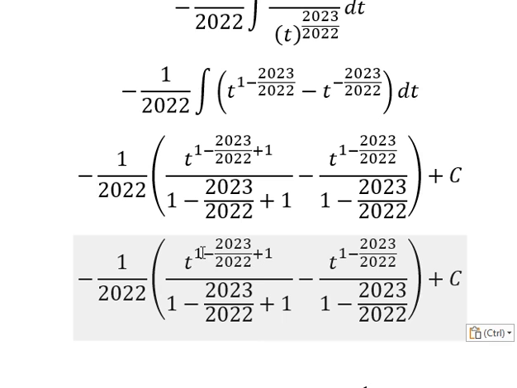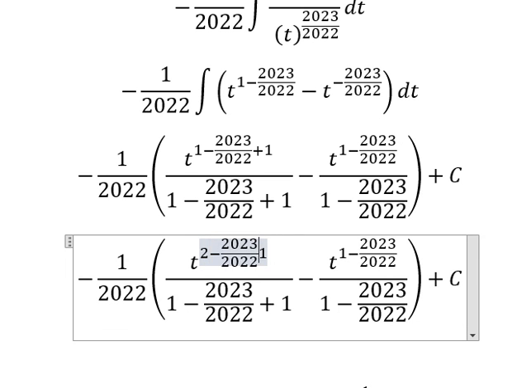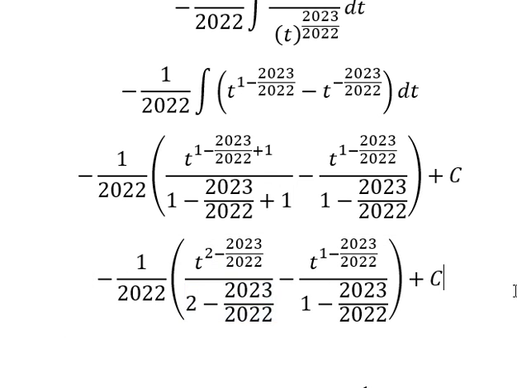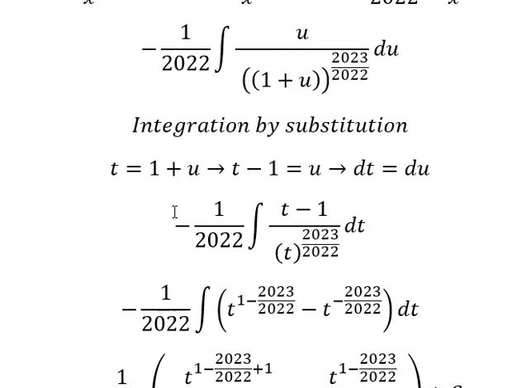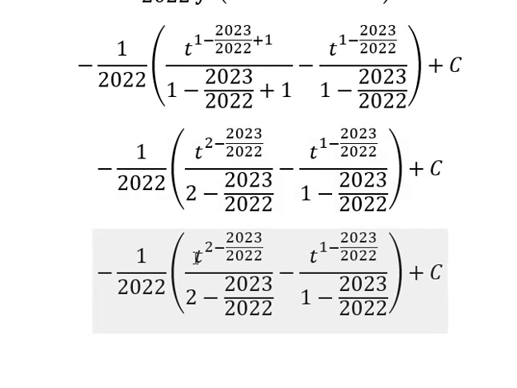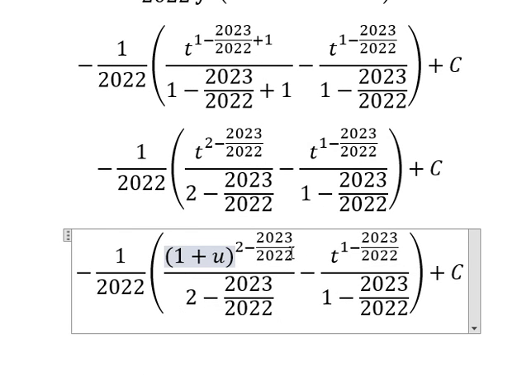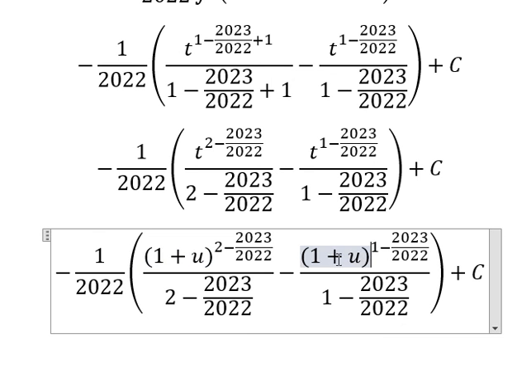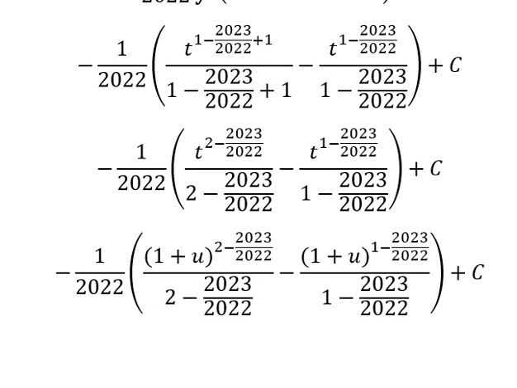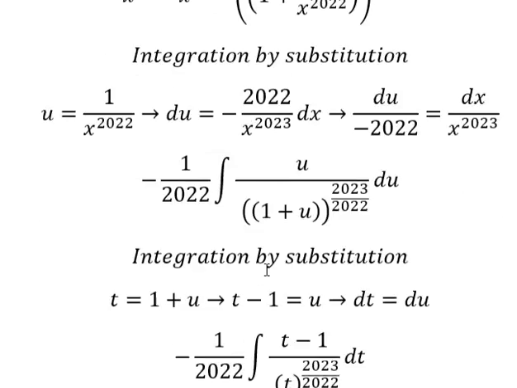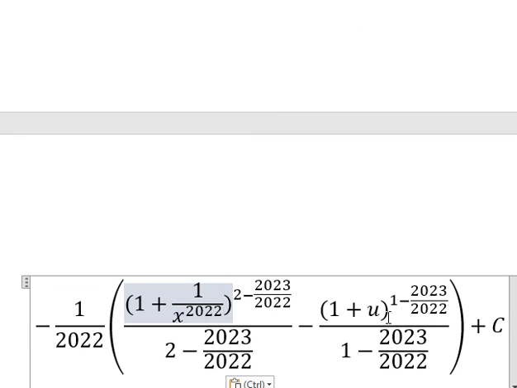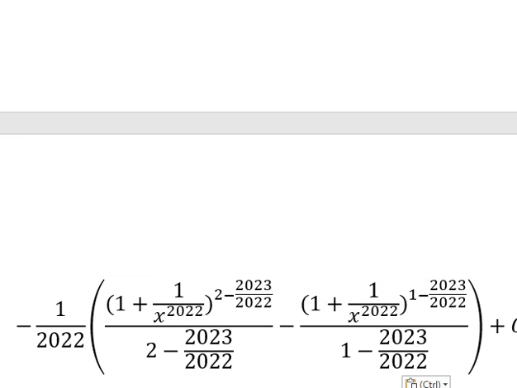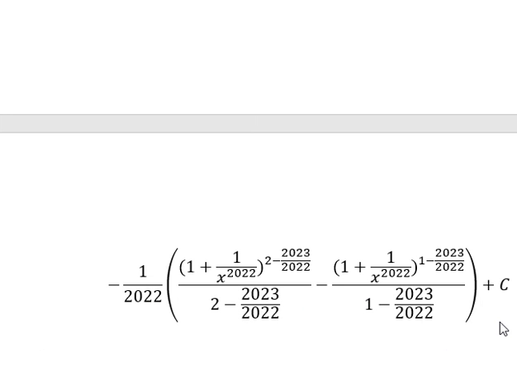So 1 plus 1, we have number 2. Next, about t, that is 1 plus u. About u, that is about this one. And this is the final answer.